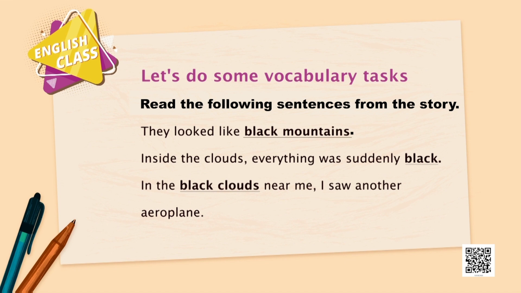They looked like black mountains. Inside the clouds, everything was suddenly black. In the black clouds near me, I saw another aeroplane. So, black mountains, black clouds, everything suddenly black. What does black signify here? Every sentence is giving a different meaning. Like they looked like black mountains. The clouds which were appearing in front of the pilot of the Dakota, the narrator, were like black mountains, huge black dangerous mountains for him.